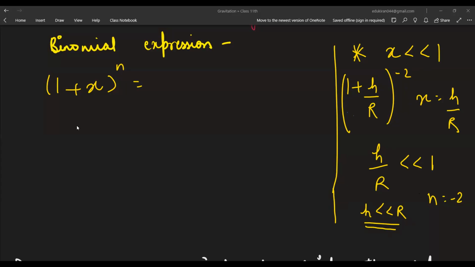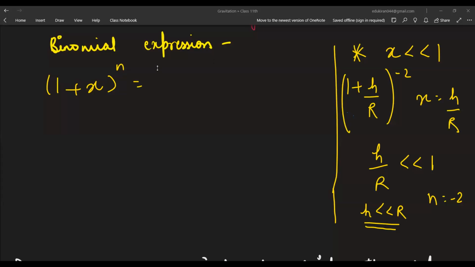So now, when we are writing this, see, 1 plus x to the power n is there. So now, 1 plus h by r to the power minus 2. Why have we written this? Because this was in the denominator. Now I have brought it in the numerator, so the power has changed. This has become minus 2. Here, 1 plus x, where x is h by r and n is minus 2. So x equal to h by r means x is very, very less than 1 is the condition. So h by r should be very, very less than 1, and if you transpose r, that means h is very, very less than r.